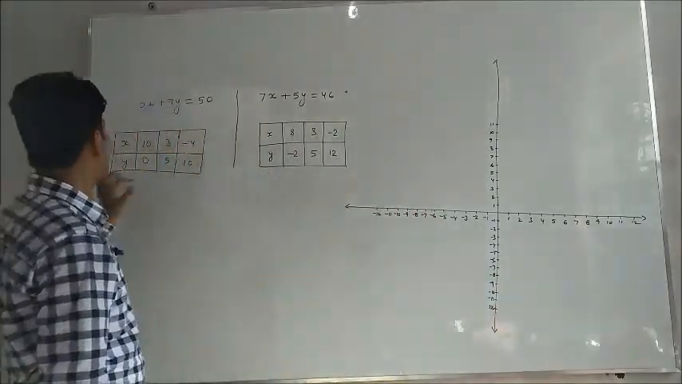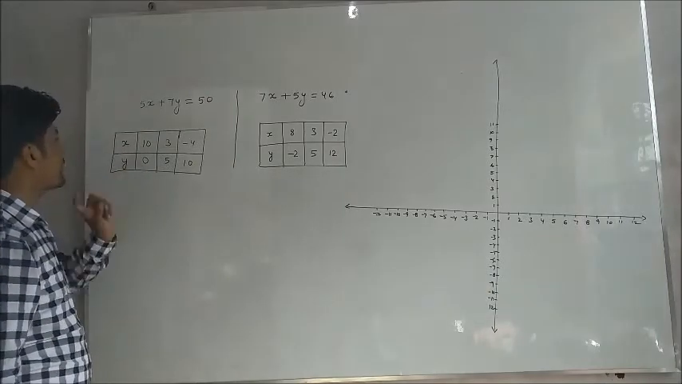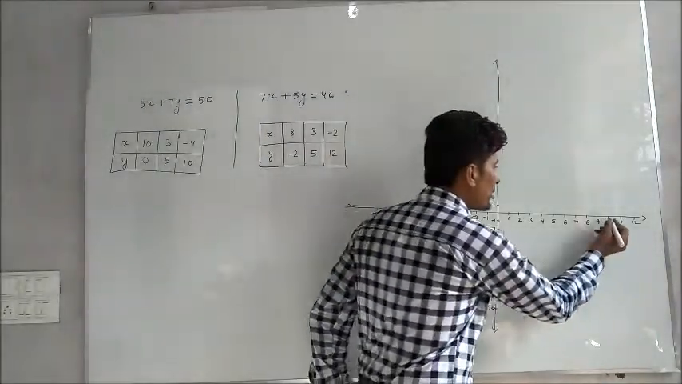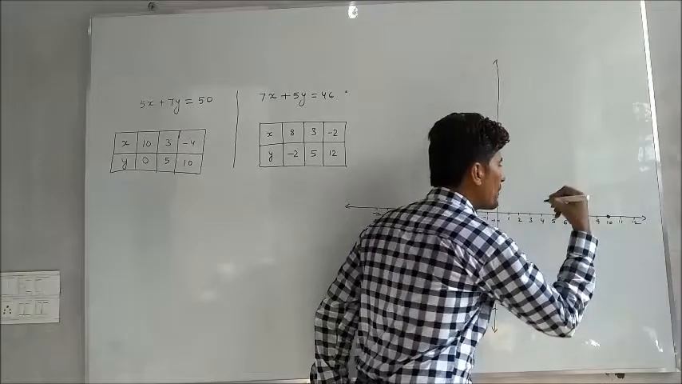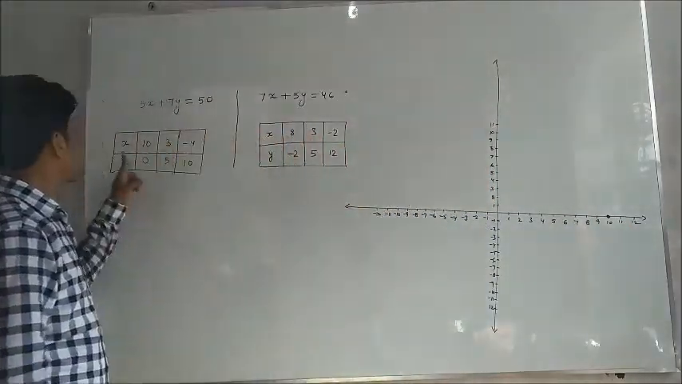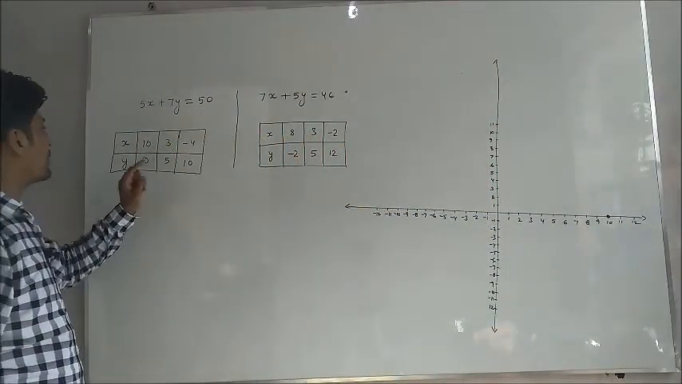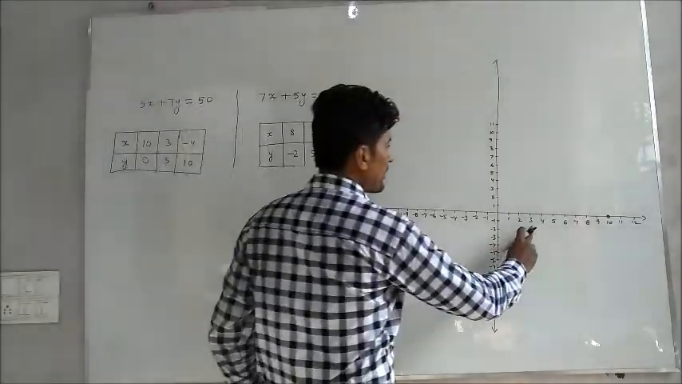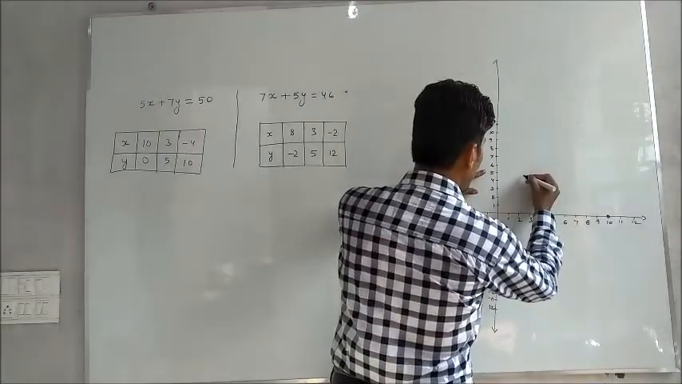Now let us see the very first value. X equals 10, y equals 0. So the very first point will be here. Second one, x equals 3, y equals 5. So the point will be here.